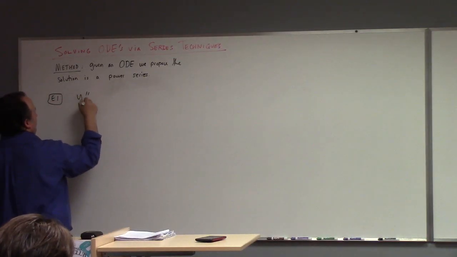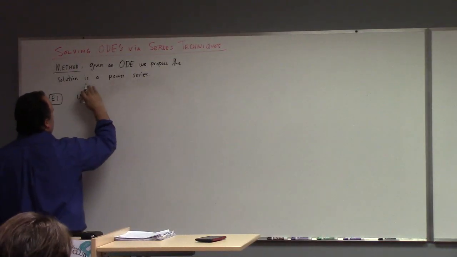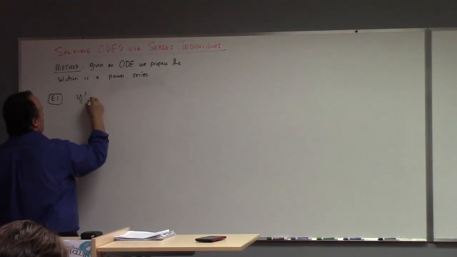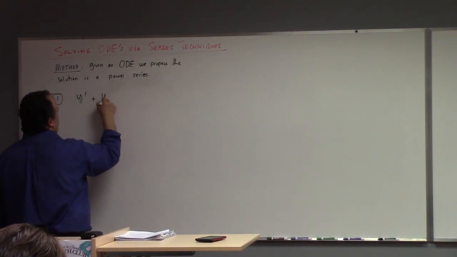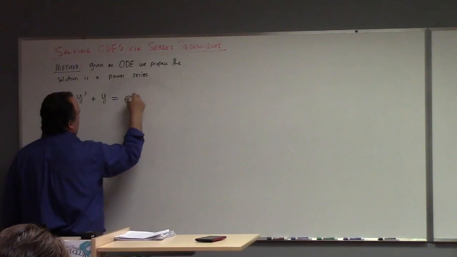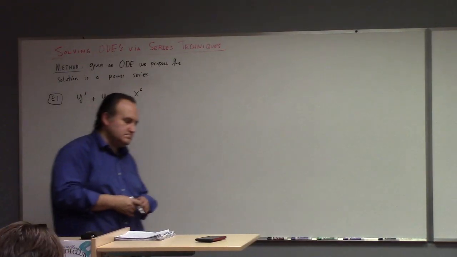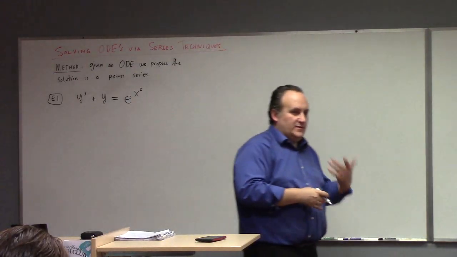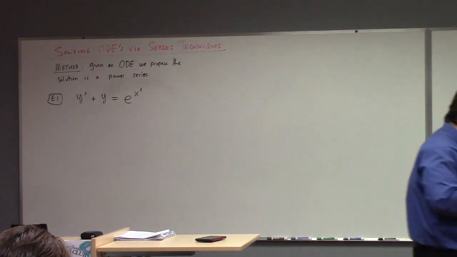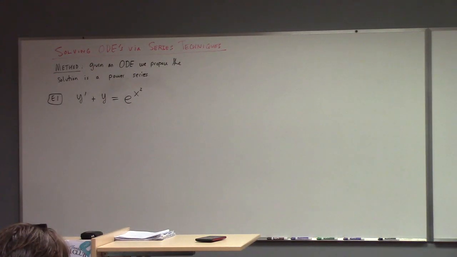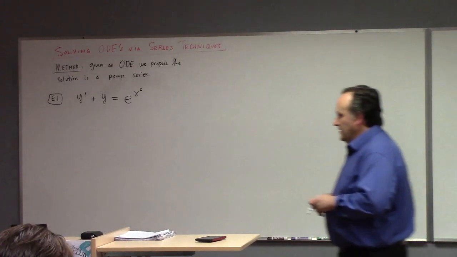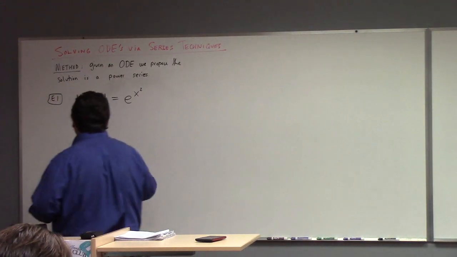So suppose we're solving y'' + y' + y = e^(x²). Let's keep it simple to start with. We can't solve that by previous means because we cannot integrate e^(x²), right? But if we want to find, so let's find a power series solution.